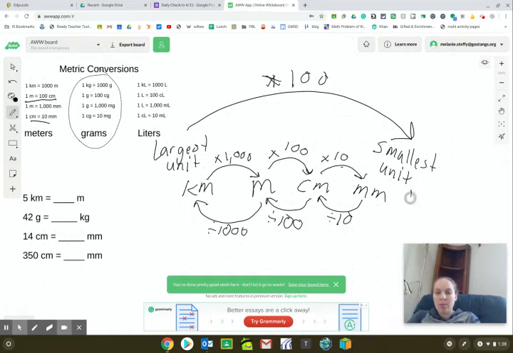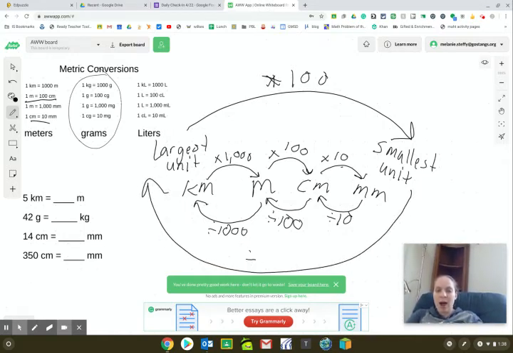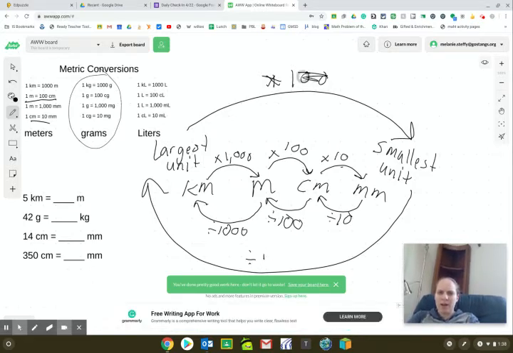If I'm going from my smaller unit to my larger unit, I am dividing by, nope, I shouldn't have written divide by, multiply by 100. I'm using division because I'm taking my smaller pieces and I'm grouping them into groups to make them into a larger piece. So that's why my number is going to get smaller. So I'm dividing.